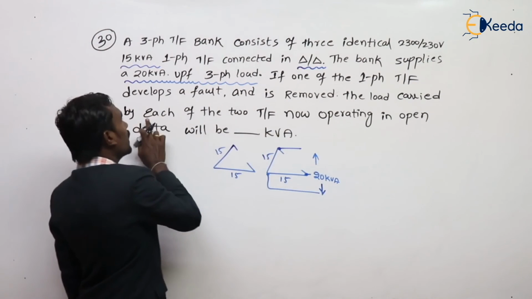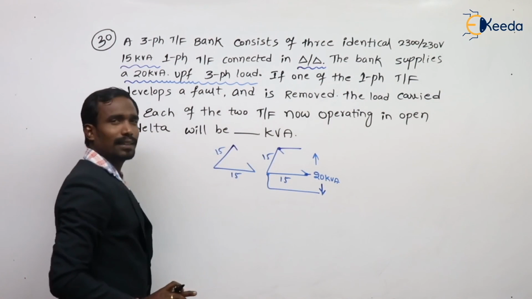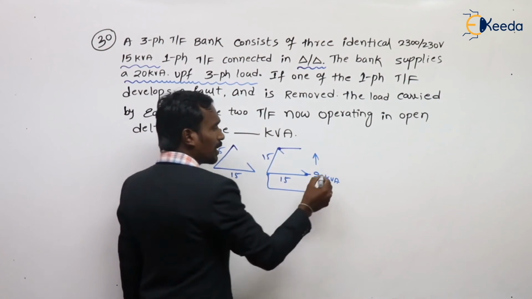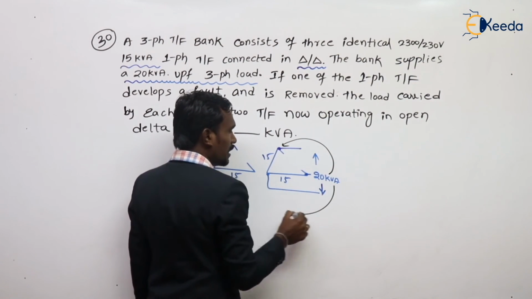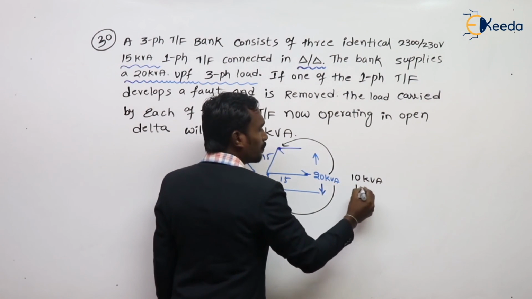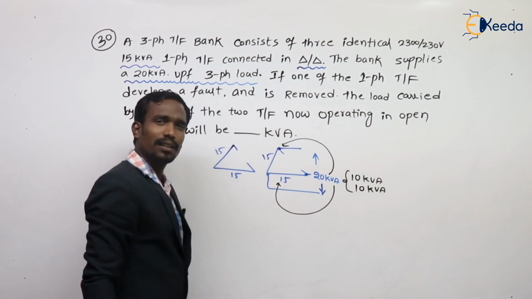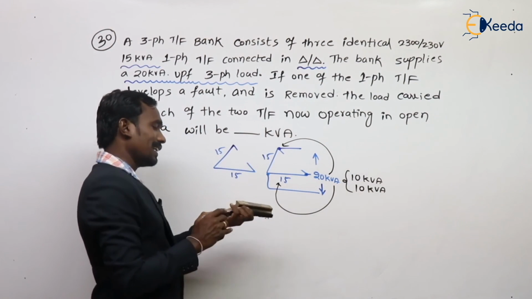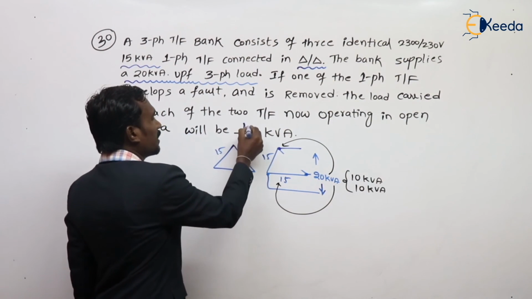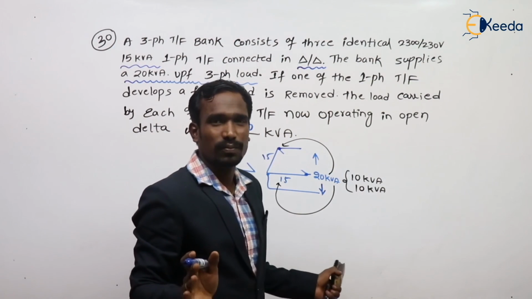Now what are they asking? The load carried by each transformer now operating in open delta. What is the load carried by each transformer? The load carried by each transformer is 10 kVA. 10 plus 10 is equal to 20. That's why each transformer carries a load of 10 kVA. There is no controversy in this question. This is a very simple question.